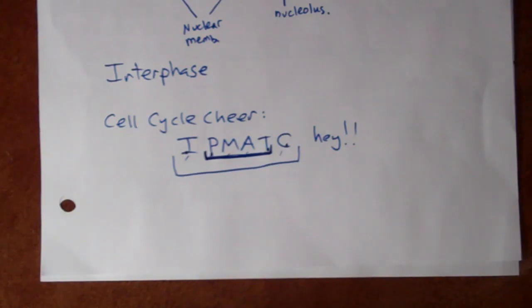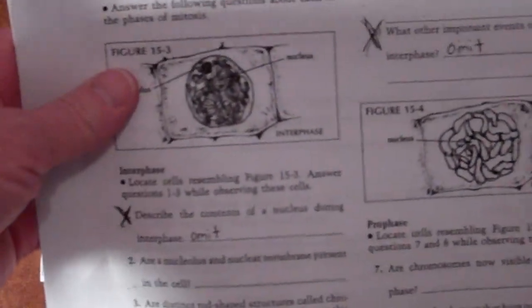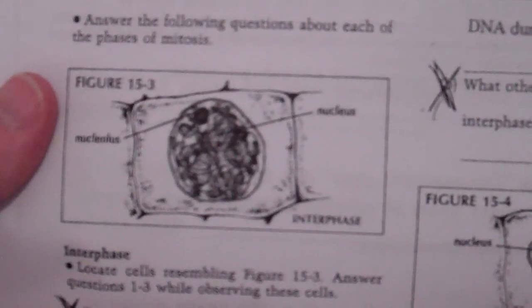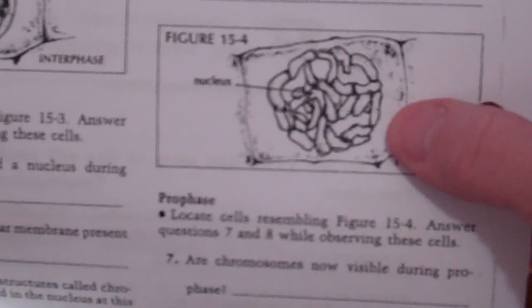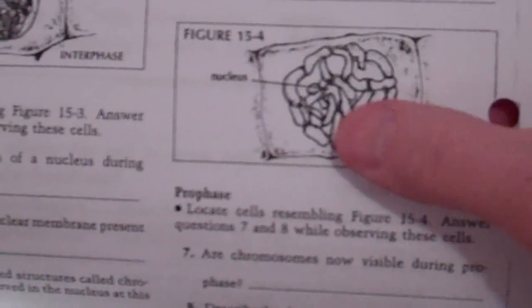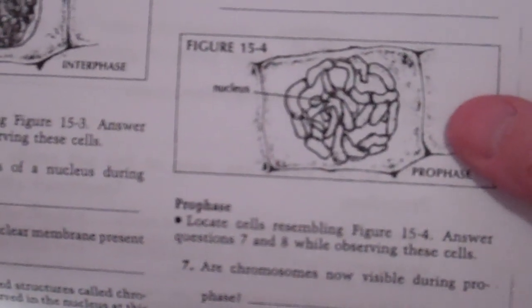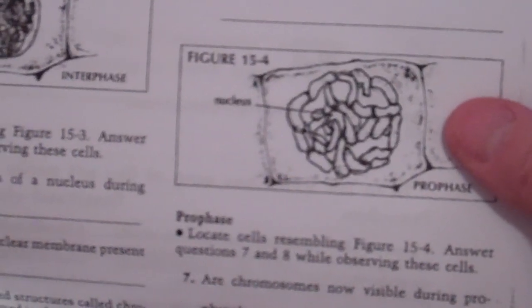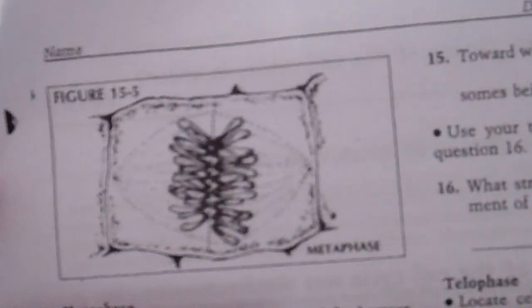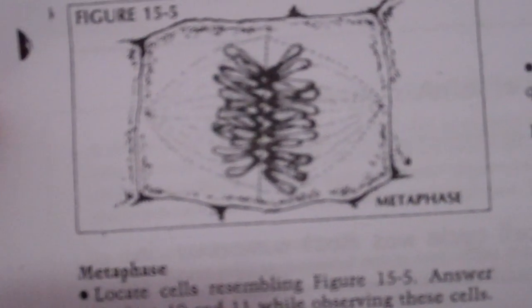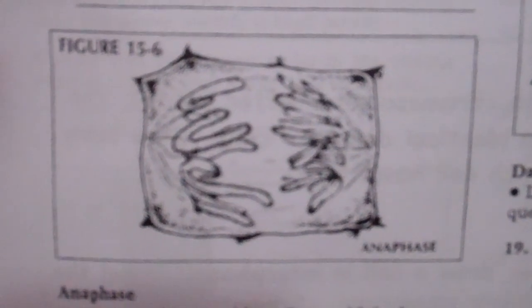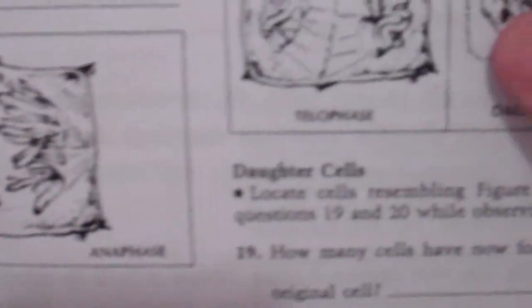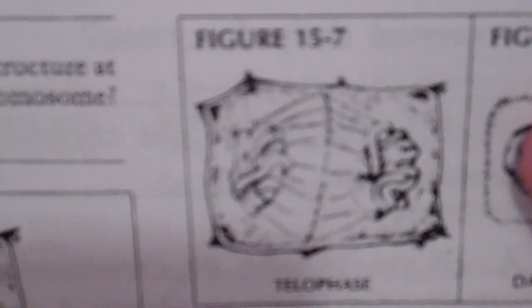show you some pictures. So here is a cell that is in interphase. Here is a picture of a cell in prophase. All right, you can see the rod-shaped or yarn-shaped, gummy worm-shaped chromosomes. Here is metaphase. Chromosomes are lined up in the middle. Anaphase, the chromosomes are being pulled away from each other. Telophase, the cell plate is forming.